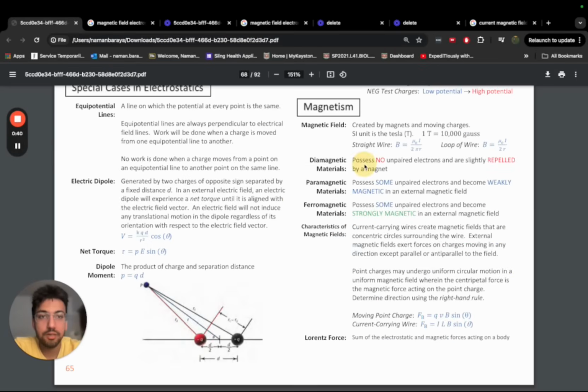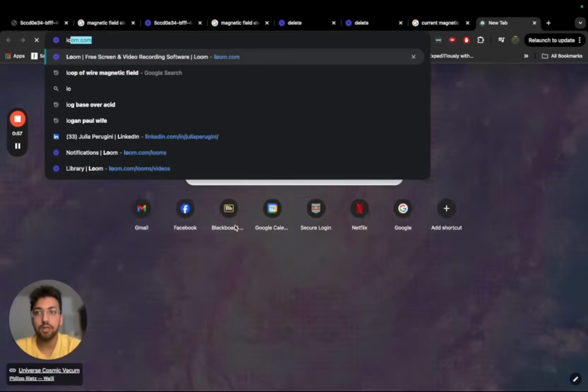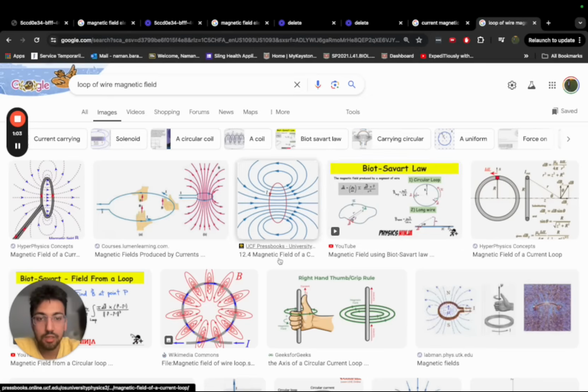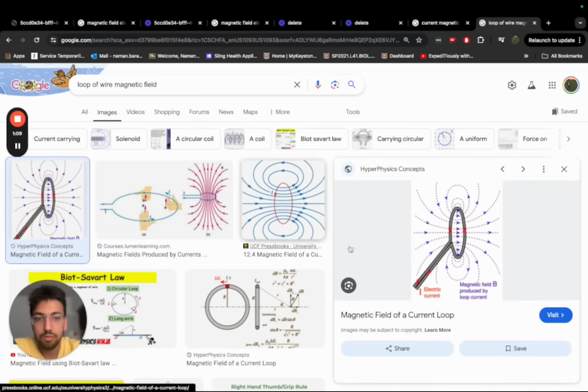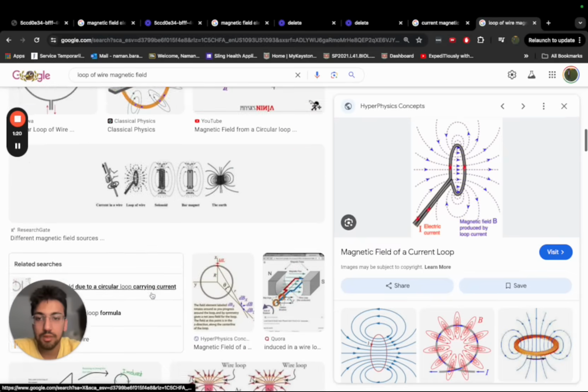Okay, the next thing to talk about is these two equations. They're not going to show up too much, but I would try to remember them. This is the magnetic field created by a straight wire, and this is the magnetic field created by a loop of wire. I can show you a loop of wire magnetic field, which would look like this. This is a good example, where you have this loop of wire with a current going through it, and because of that there's going to be a magnetic field created by that loop of wire. Again, not too high yield, but that might come up.